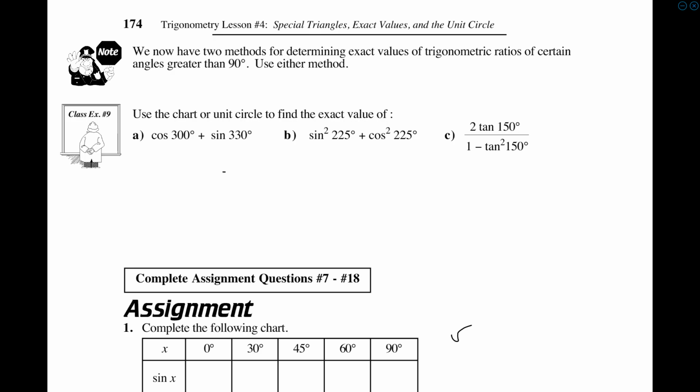Which ones? I'm going to do them. Oh, but you're wondering, all this means is sine of 225 times sine of 225 plus cos of 225 times cos 225. When you have that squared, it means the whole thing squared.